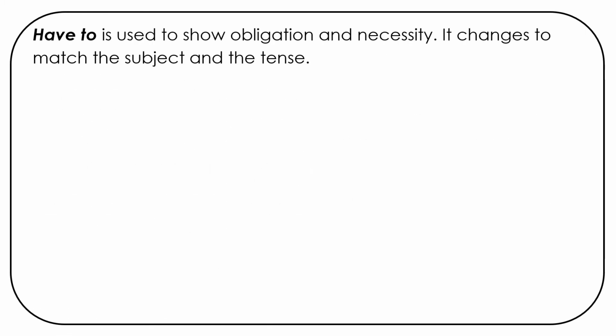Have to is used to show obligation and necessity. It changes to match the subject and the tense. Have to is different from the main verb have or the helping verb have.